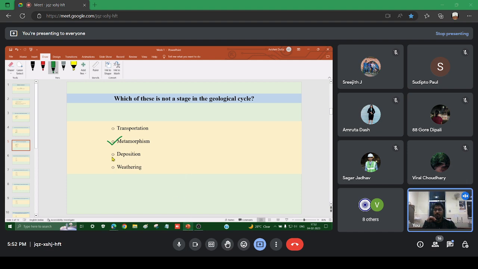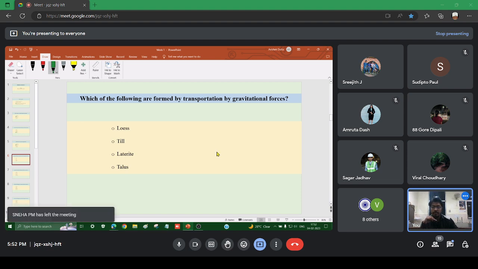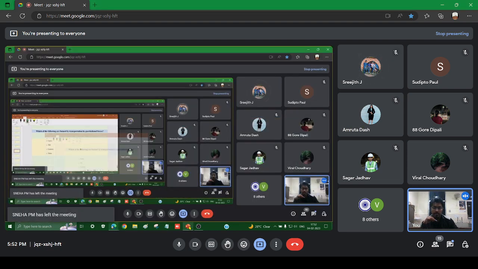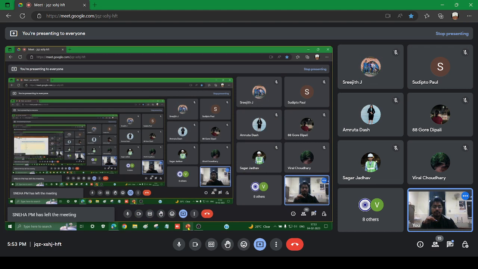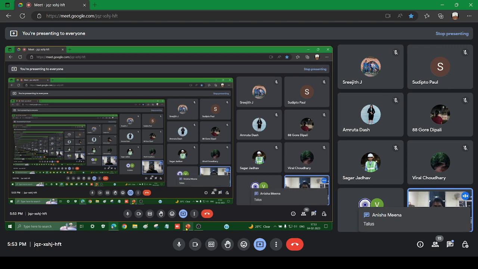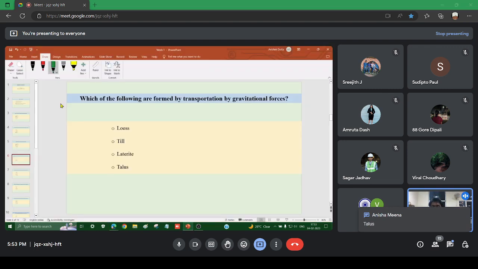I'll go to the next question. Which of the following are formed by transportation by gravitational forces? Loess, till, laterite, and talus. Talus. Anyone else? Any other answer than talus? I think no. Yes, talus is the correct answer.